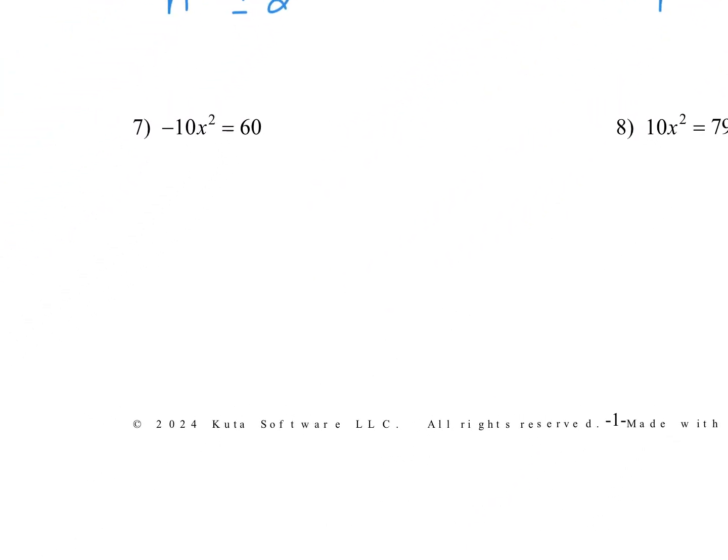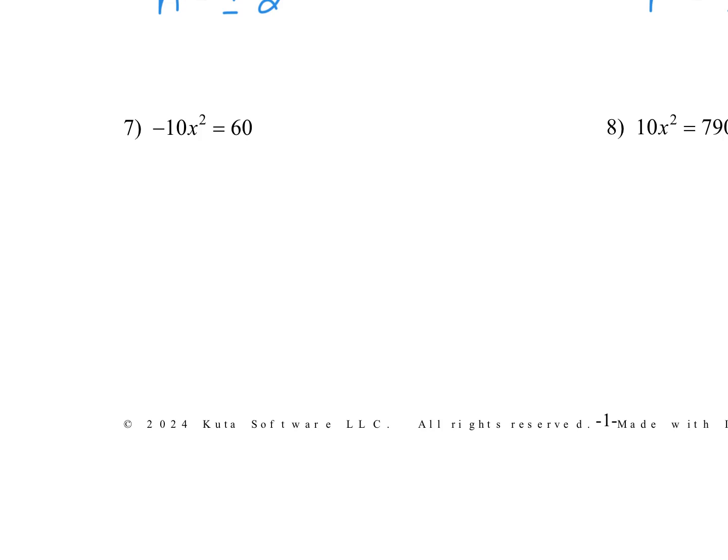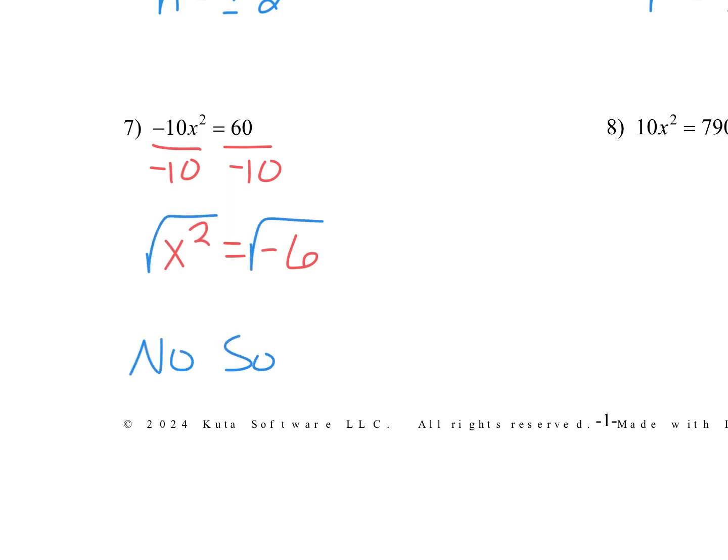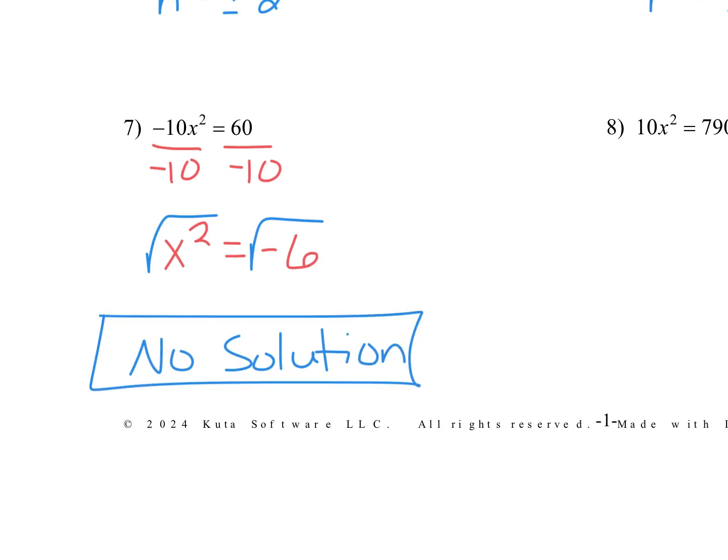All right. Number 7. What do we do on number 7? It's the same thing. Divide by -10. So we have x squared equals what? -6. Oh no. Why is it no solution? You can't take the square root of a negative number. Again, why can you not take the square root of a negative number? Because no number times itself equals a negative. You can't multiply any number by itself to give you a negative number. Okay, so you cannot take the square root of a negative number.